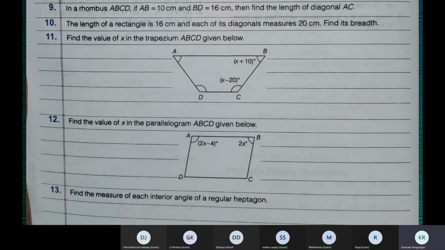So 2n minus 4 into 90 divided by n, or n minus 2 into 180 by n will give us the measure of each interior angle of a regular polygon. So here the polygon has 7 sides, regular heptagon. So in place of n, we have to use 7.